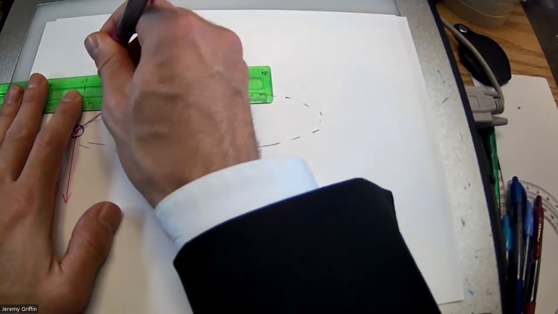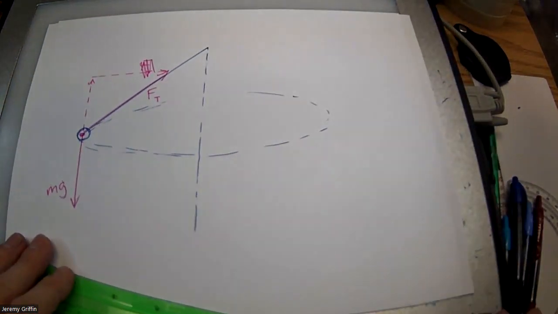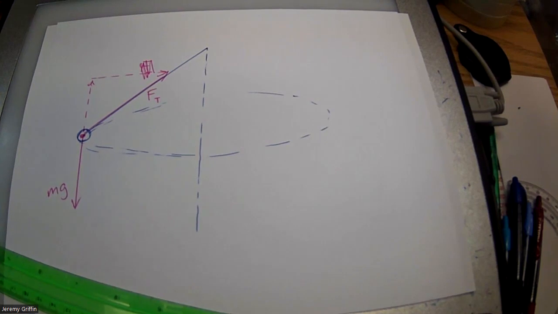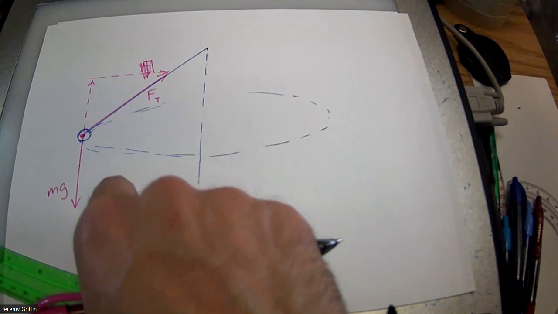Notice I dashed those vectors. Try to avoid drawing them at all on the actual AP exam, but if you really have to draw them, make sure you dash them. Otherwise you're double counting the vectors. Okay.